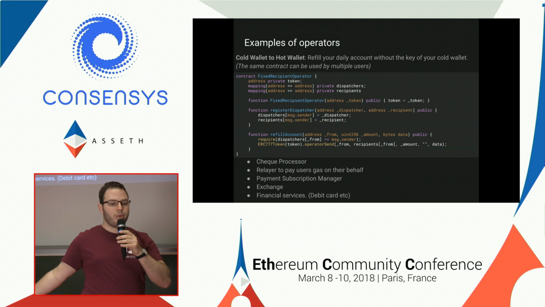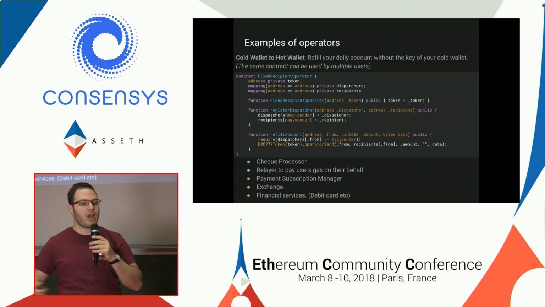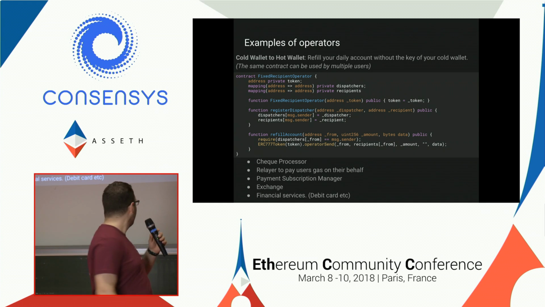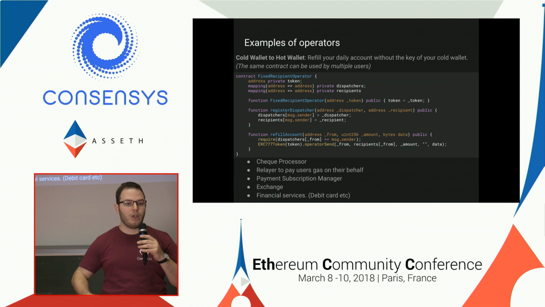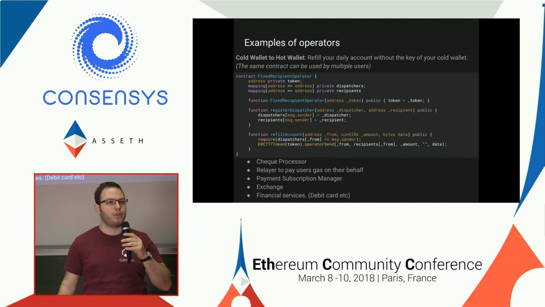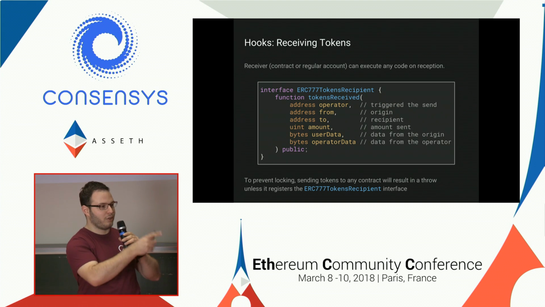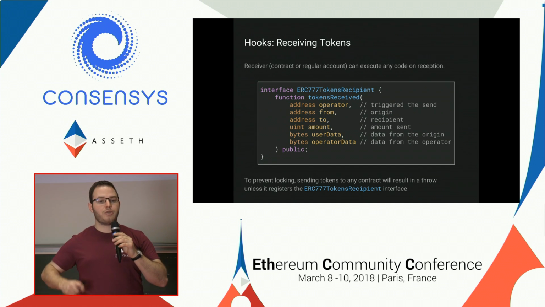There are many more examples. You can have a check processor, a relayer contract to pay gas, a subscription manager, you can build an exchange, financial services, and many other cases like payment channels, where you have an operator with code that you review, so it's something trusted, and that will basically send funds for you. Another cool feature, and I guess that's what Fabian was talking about before, is hooks.